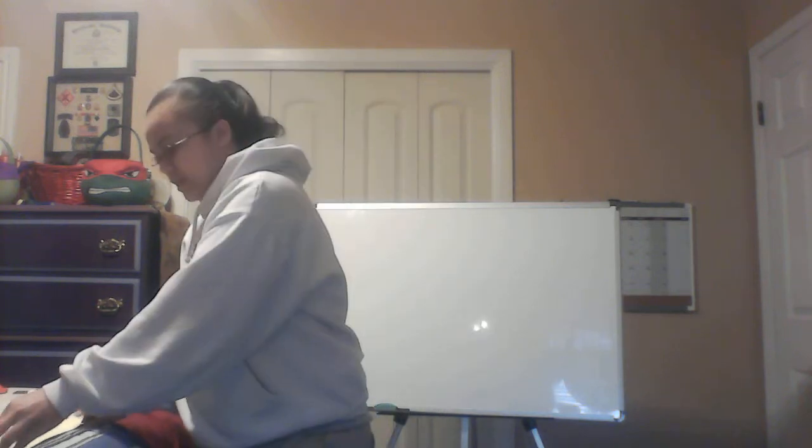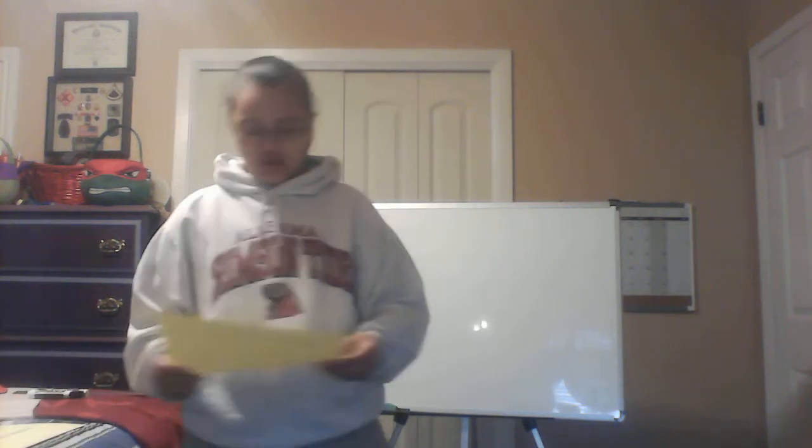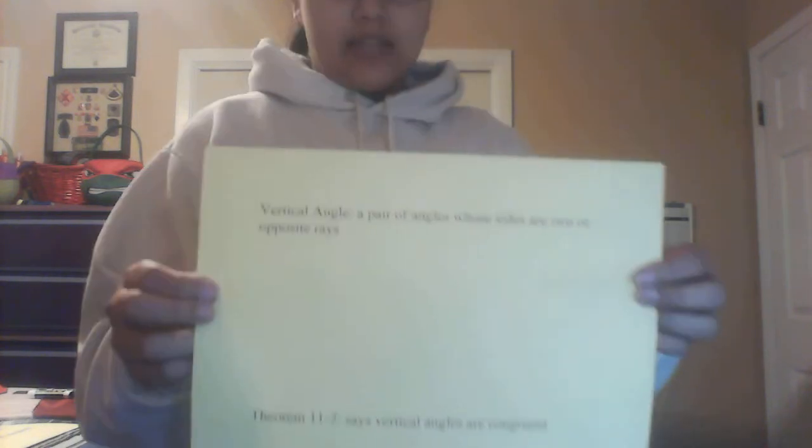First, I'm going to start off by defining what a vertical angle is, and it's a pair of angles whose sides are two opposite rays. And the theorem says that vertical angles are congruent. And as you can see, that's what it says right here. I'll put this up here on the board.